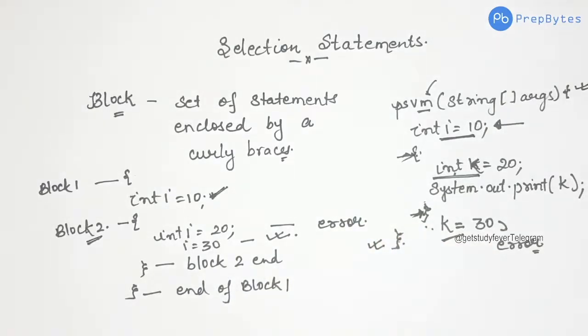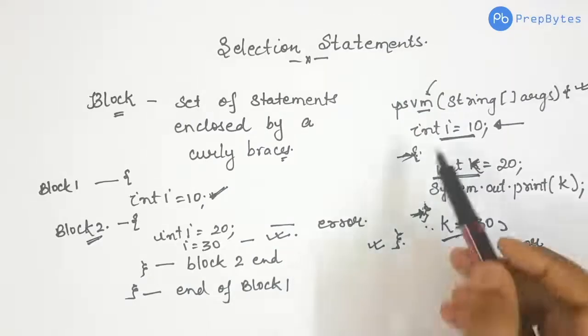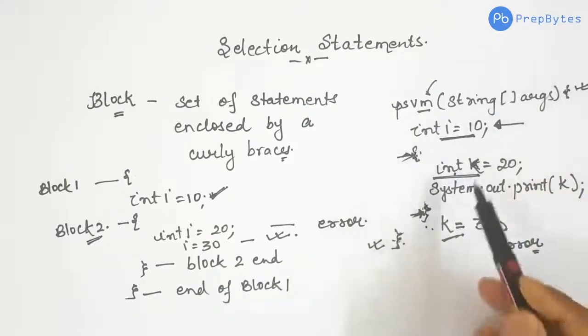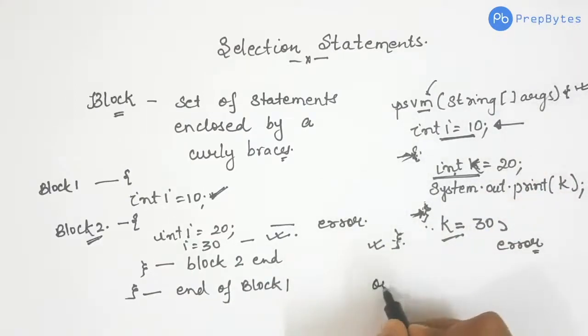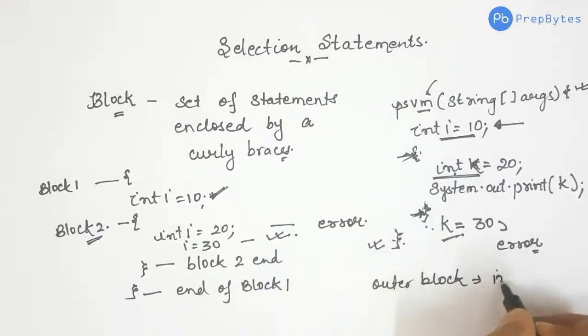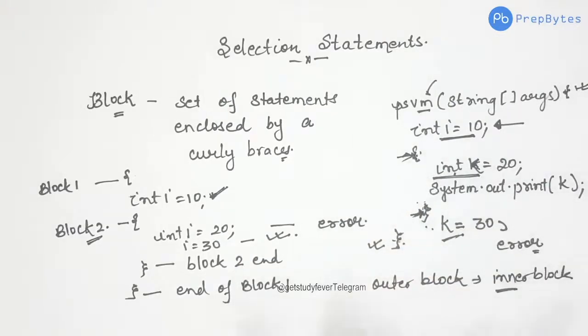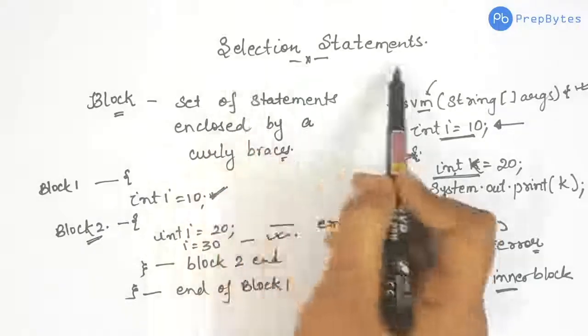These are things that you need to take care of while we are talking about statements. If I take it another way, you can consider this as the inner block and this as the outer block. Whatever is defined in the outer block is accessible to the inner block, but whatever is defined in the inner block is not accessible to the outer block. So that was about blocks that you need to take care of while coding. Now let's go on to selection statements.